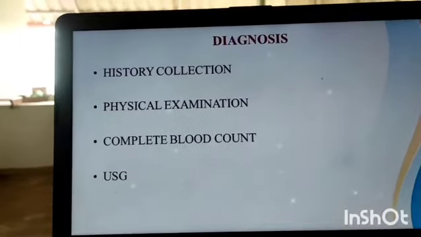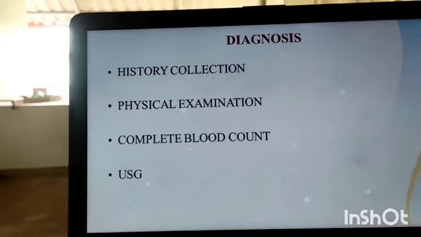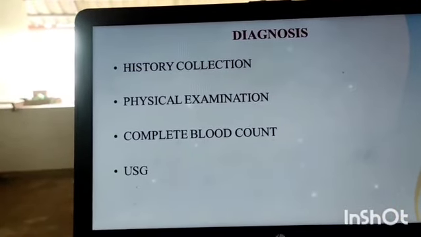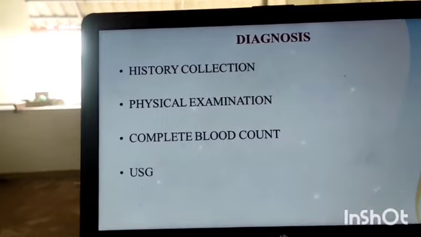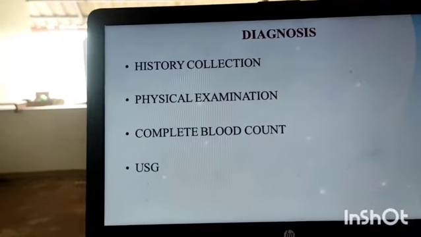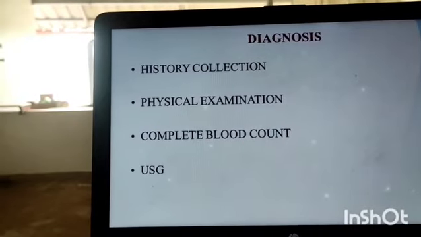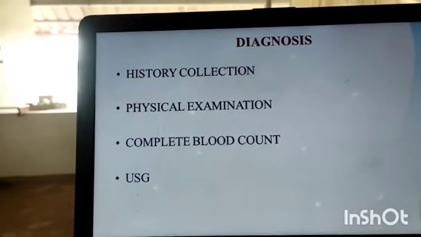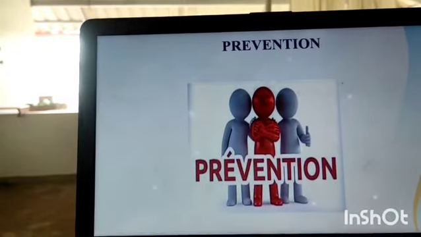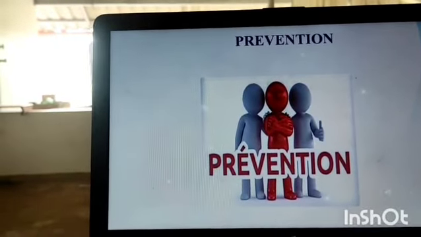The next, diagnostic evaluation for PPH. How to diagnose PPH? First, history collection: ask the patient regarding previous history of PPH. Then physical examination, we should identify the vaginal bleeding. Then do the complete blood count. Then USG, ultrasonography. These are the diagnostic evaluations for PPH patients.